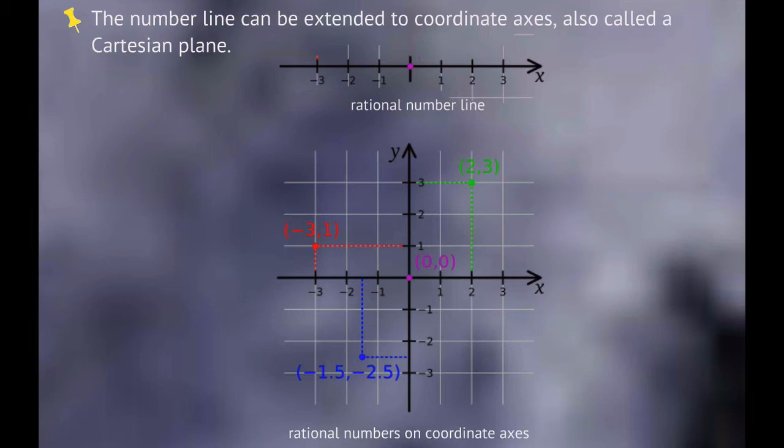We also have several ordered pairs. 2, 3 is in green. That's the ordered pair 2, 3. 0, 0 is the ordered pair at the intersection between the y-axis and the x-axis. We also have, in the third quadrant, negative 1.5 and negative 2.5. You can have fractions and rational numbers on coordinated axes.